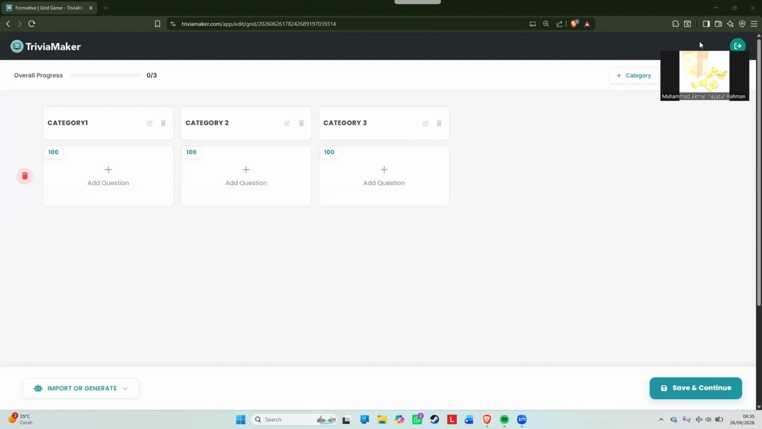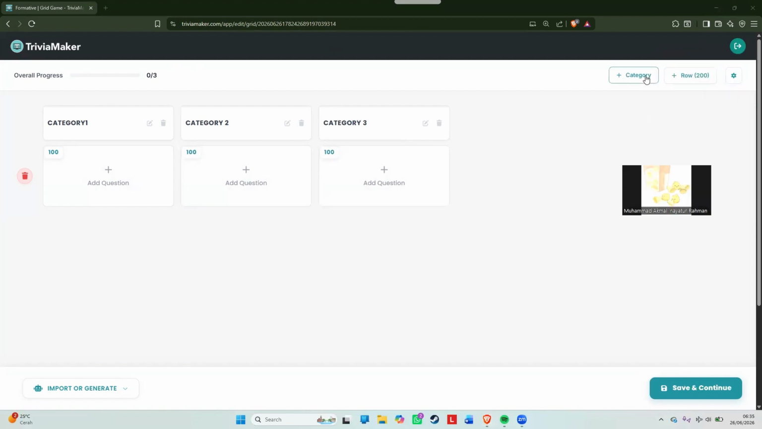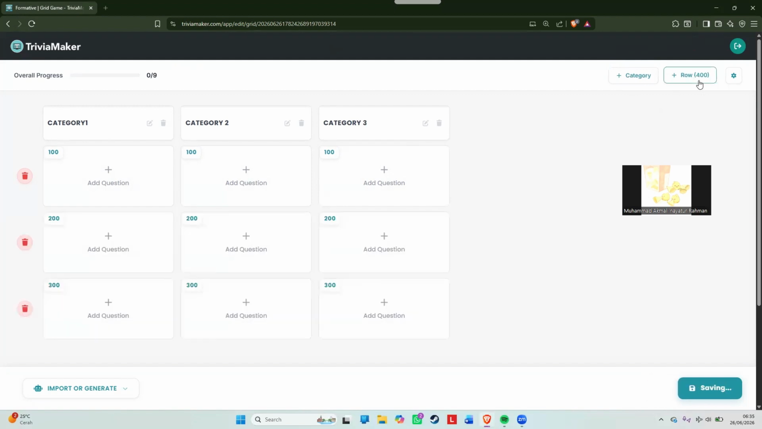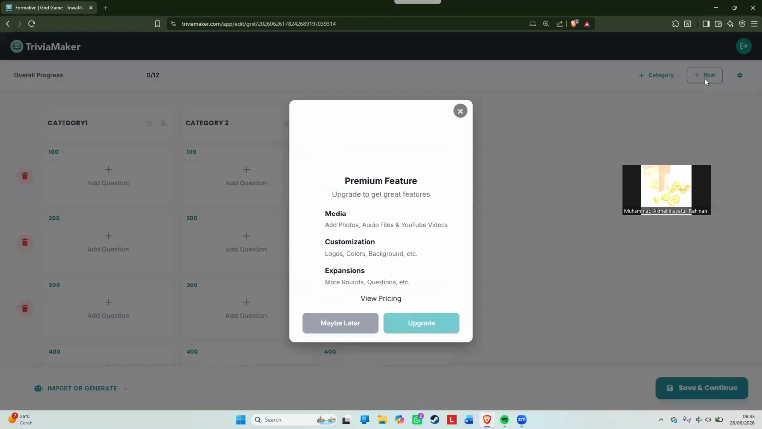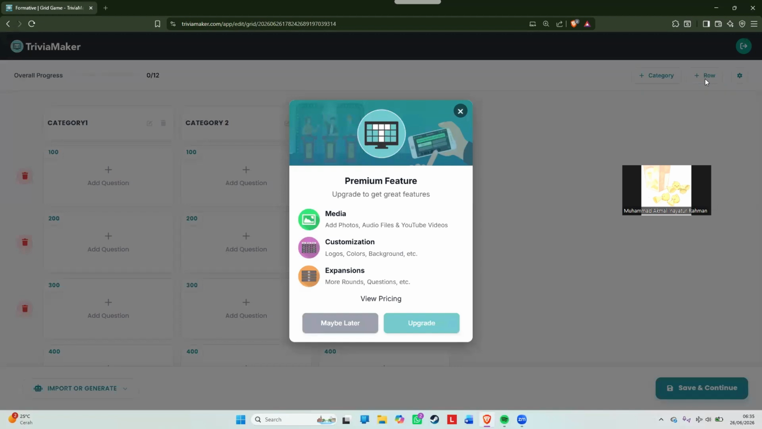You could also, from here, in the right up corner, add rows in which they have more points. If you are a free user like me, the max point is 400, and if you try to give it 500, it will say that you'll need to unlock the premium feature, okay?